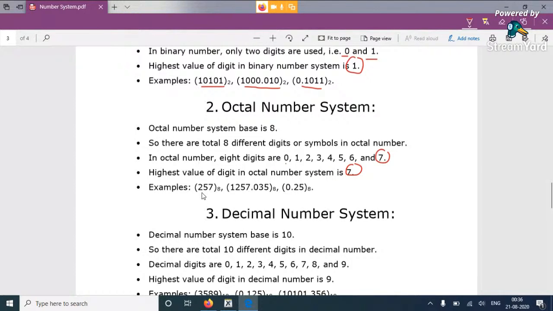An example is 257 base 8 in octal. This subscript 8 indicates that our number is written in octal form. Another example is 1257.035 in octal, and similarly 0.25. In these examples, all the digits used are from 0 to 7. Beyond this range, we cannot use any symbol in an octal number.